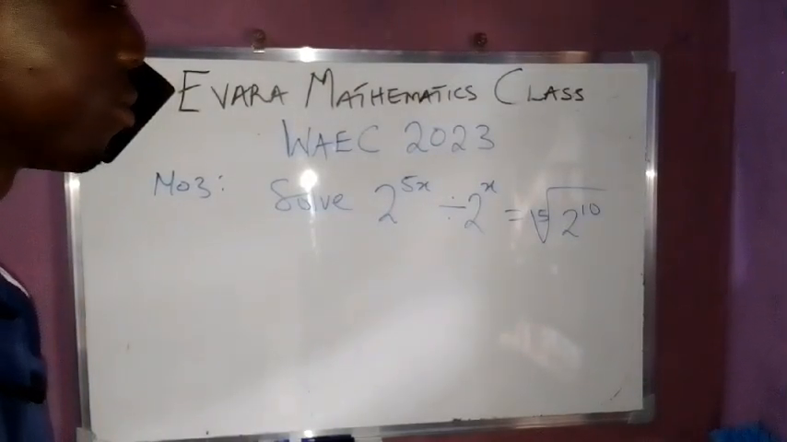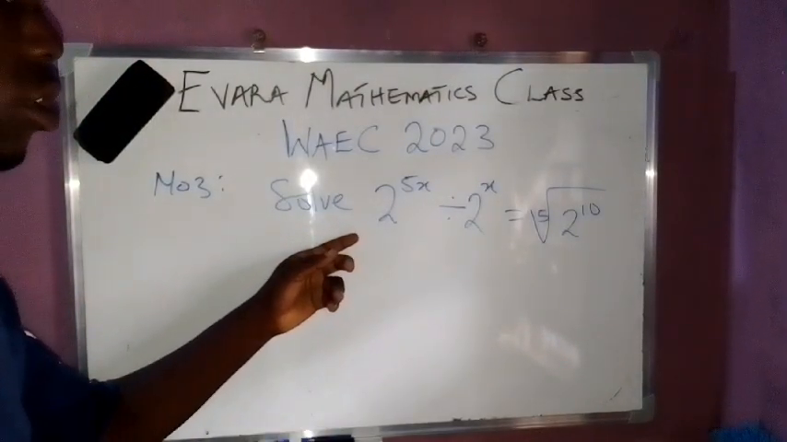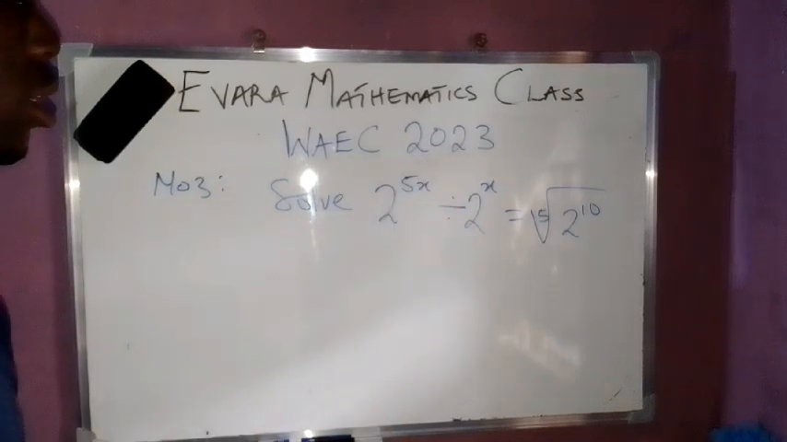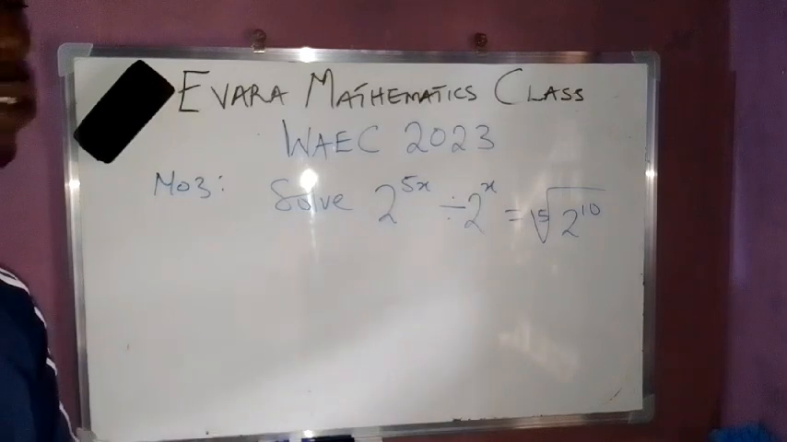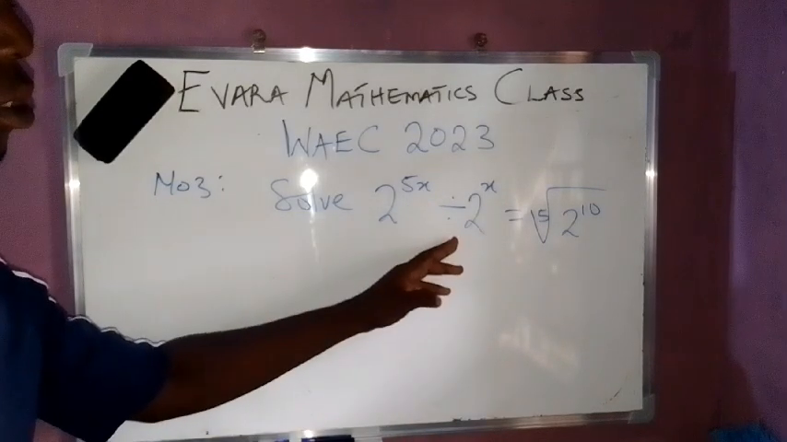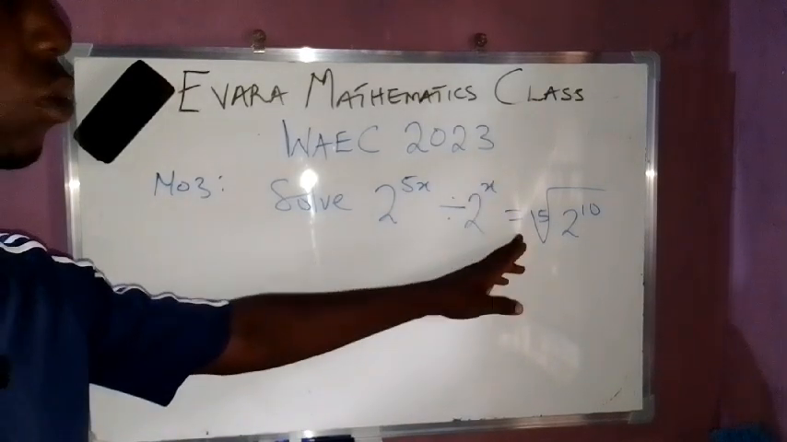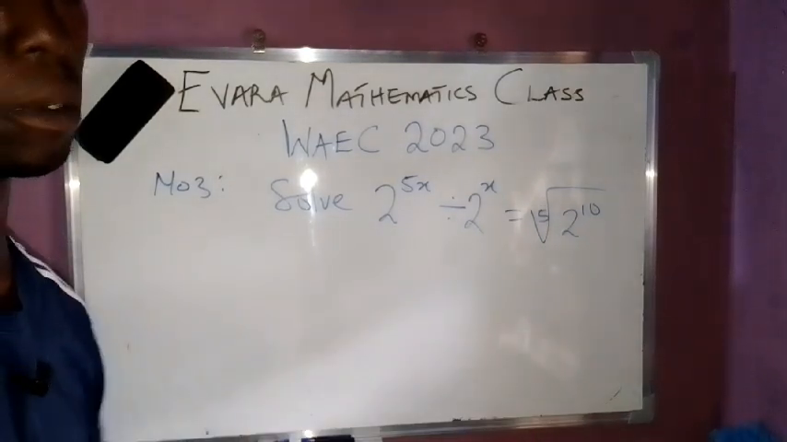Hello viewers at home. This is the third question of WAEC 2023. We are to solve this equation and get the value of x. 2 raised to the power 5x divided by 2 raised to the power x equals the 5th root of 2 raised to the power 10.